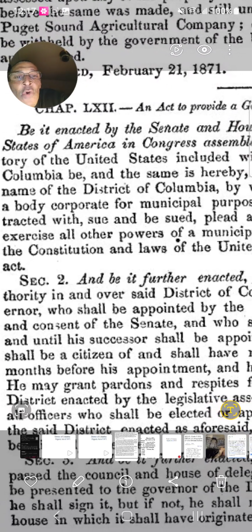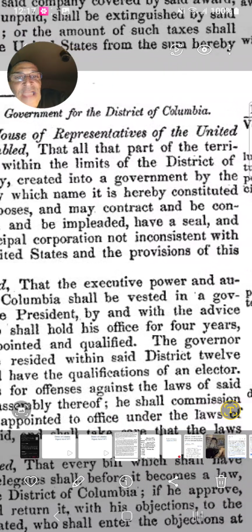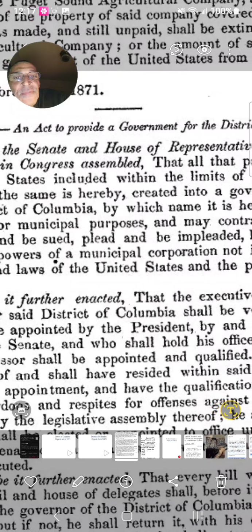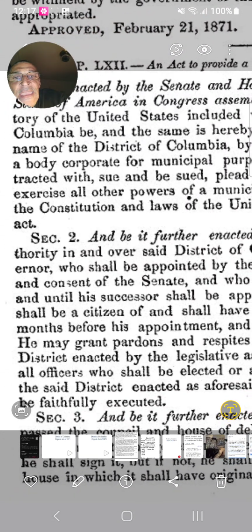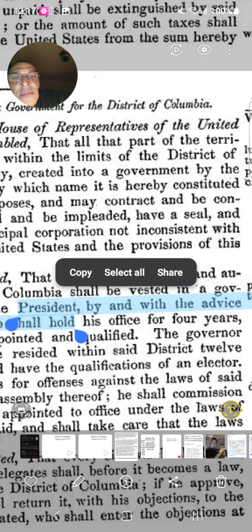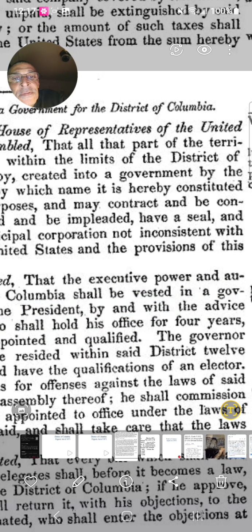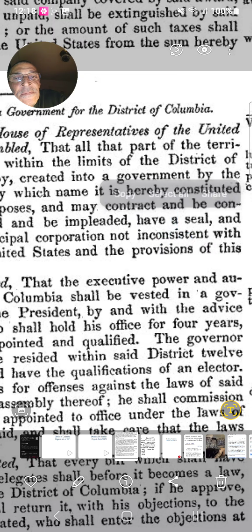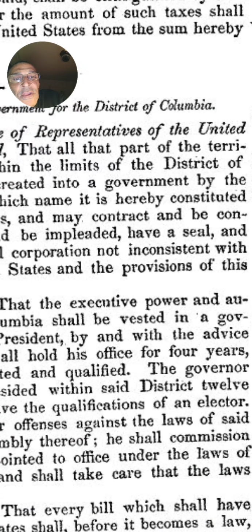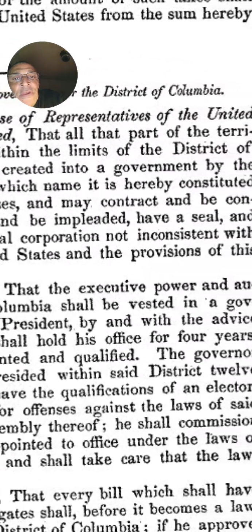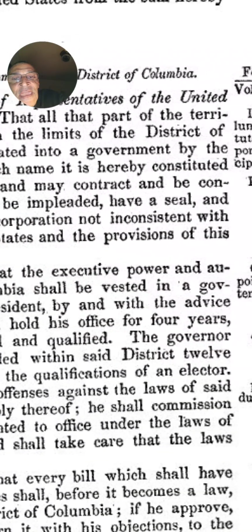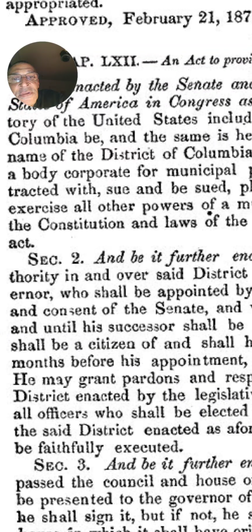a body corporate for municipal purposes, and may contract and be contracted with, sue and be sued, plead and be impleaded, have a seal, and exercise all other powers of a, now listen to this part right here, of a municipal corporation, not inconsistent with the Constitution and laws of the United States and the provisions of this act. Did you guys hear that?